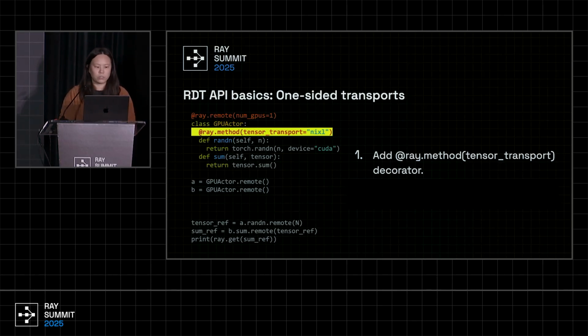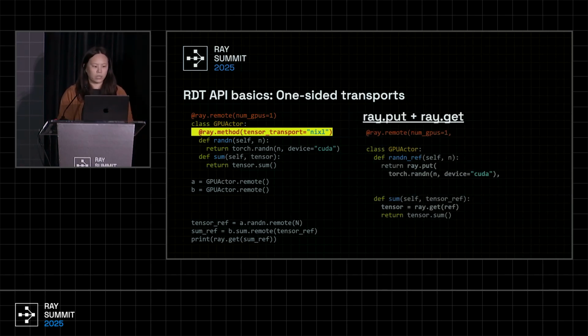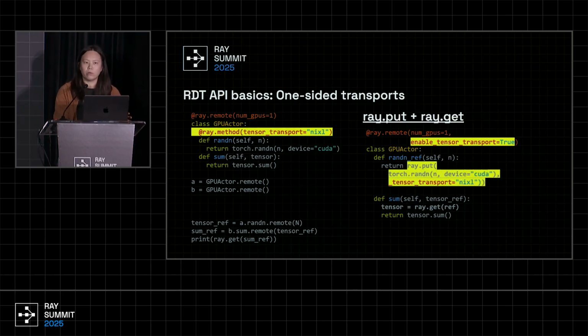For one-sided transports, we only need to do that first step, because any actor can initiate a transfer with any other actor. We also offer the second option of using a ray.put API. What that looks like is very similar. Instead of decorating the Ray actor method, we decorate the Ray actor class, saying that this actor class is going to enable using ray.put with a tensor transport. We extended ray.put with this tensor transport hint, saying that the data should be passed using NIXL. And then the ray.get call looks the same.